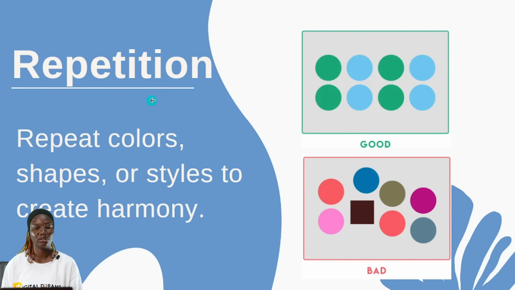So the next one is repetition. In designs we repeat colors, shapes or styles to create harmony. Like we have in this illustration, you see how they repeated the colors here and the shapes, and it looks good. But look at this one. Nah, this doesn't look good.